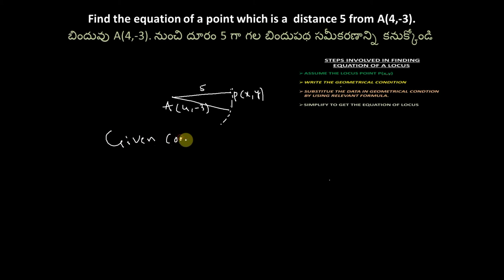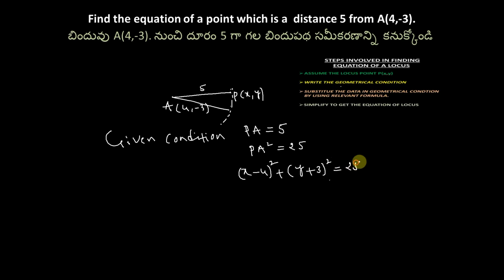What is the given condition? Given condition is PA equals 5. This is important. And squaring both sides, I will get PA square is equal to 25. Now substitute the data in the geometrical condition. So PA, using the distance formula, I can write (x − 4)² plus (y − (−3))², that is (y + 3)², is equal to 25.